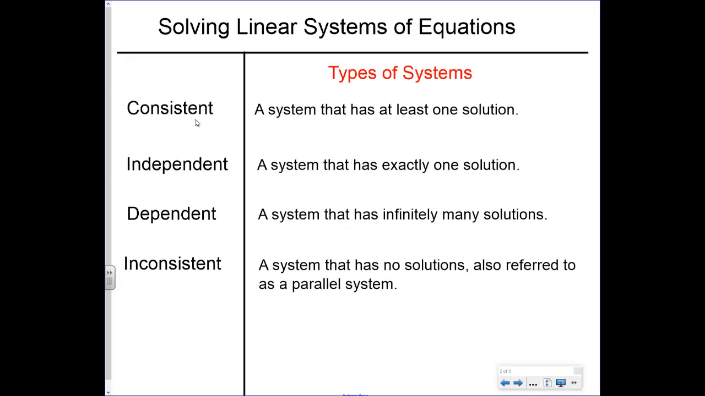There are different types of systems that we deal with. The first one is called consistent, and that's a system that has at least one solution. So it could have more than one, but it's at least one. Now we could have an independent system, a system that has exactly one solution. We have a dependent system, and that's a system that has infinitely many solutions. In an inconsistent system, there are no solutions. We sometimes refer to this as a parallel system.